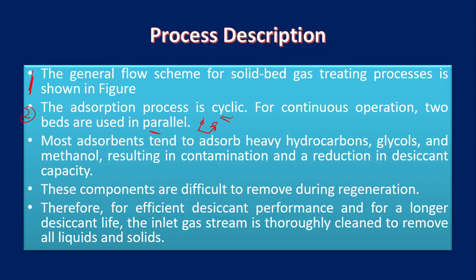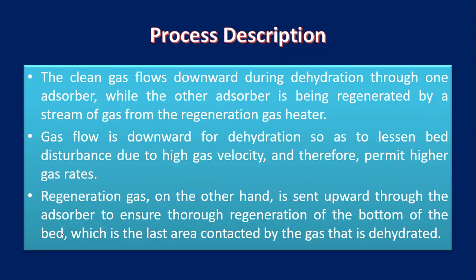Most adsorbents tend to adsorb heavy hydrocarbons, glycols and methanol, resulting in contamination and reduction in desiccant capacity. These components are difficult to remove during regeneration. Therefore, for efficient desiccant performance and longer desiccant life, the inlet gas stream is thoroughly cleaned to remove liquids and solids. So we have to remove the liquids and solids from the natural gas at the very starting level.